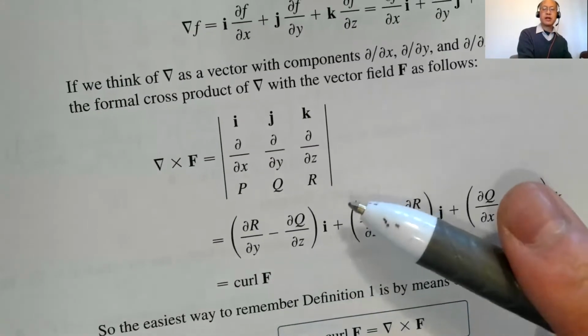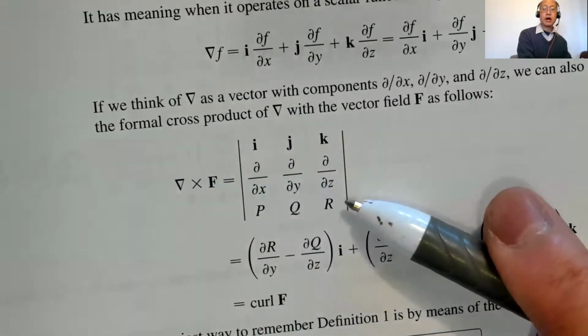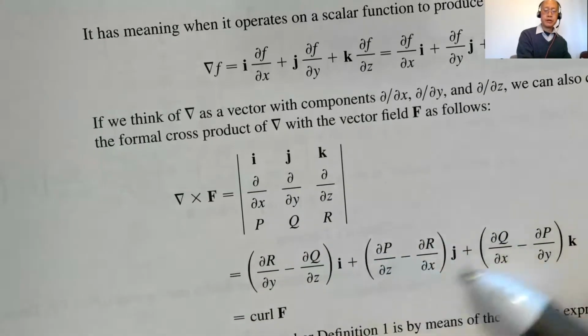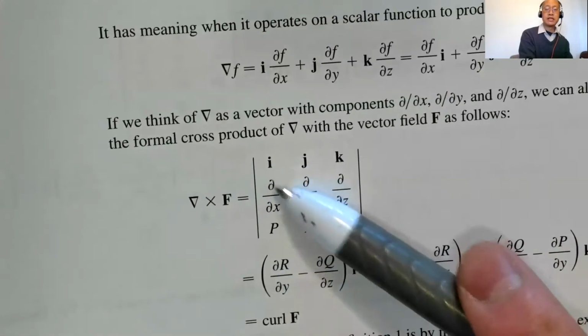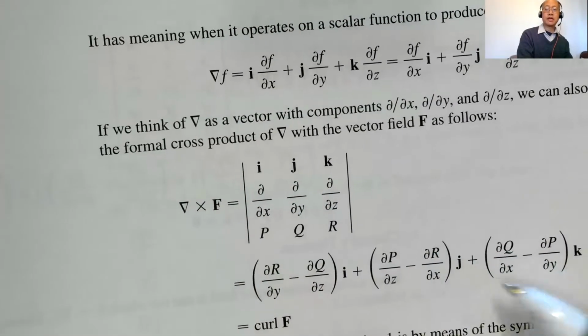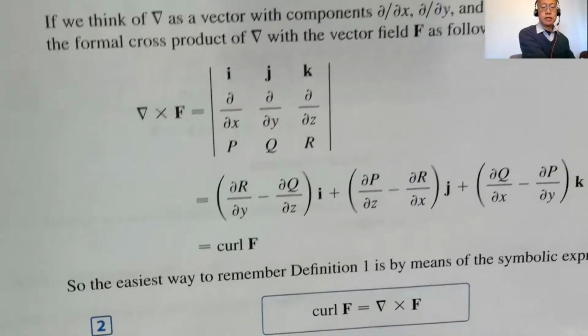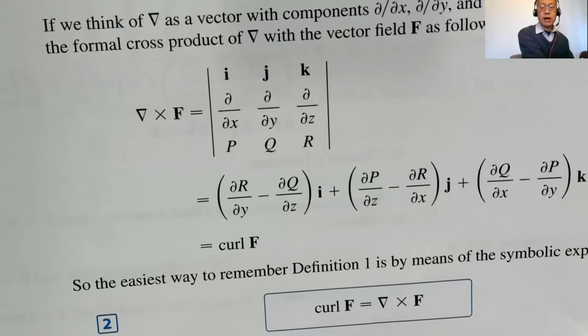And this one, again, think of it as minus the partial of R with respect to x minus the partial of P with respect to z, which is the opposite of this. And that's the way you normally evaluate determinants. And then the k component is that minus that, the partial of Q with respect to x minus the partial of P with respect to y. Okay, so that's how we would determine something called the curl, or curl f is del cross f. So you can put that on your formula sheet.